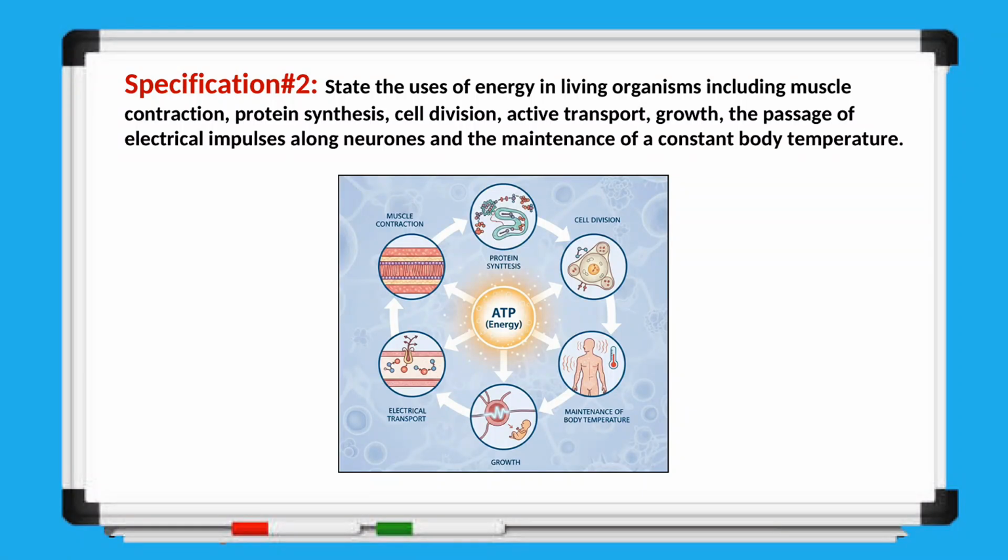Next, we have specification number 2, which requires us to state the uses of energy in living organisms. The energy released during respiration, in the form of ATP, plays a vital role in various life processes. This energy is used for muscle contraction, protein synthesis, cell division, active transport, growth, the transmission of electrical impulses along neurons, and for maintaining a constant body temperature. In short, ATP provides the energy needed to keep all essential biological functions running smoothly.